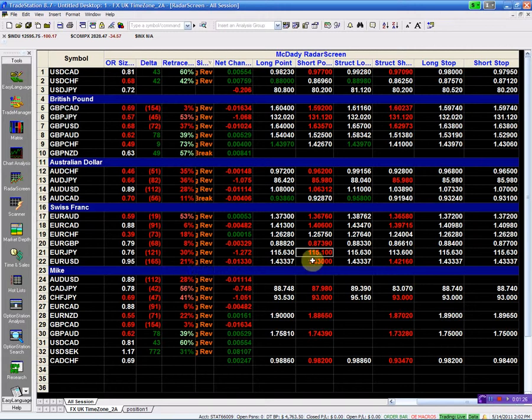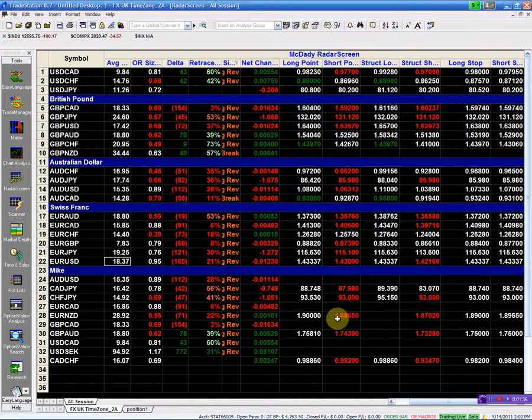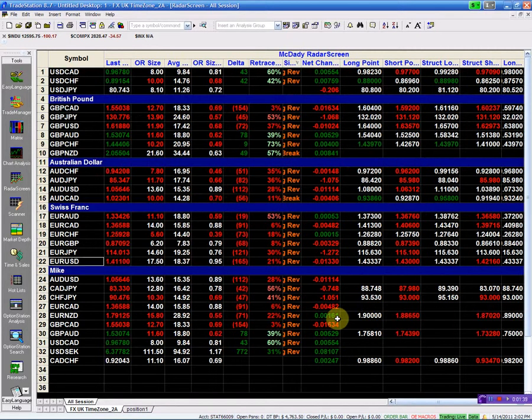The pound, the euro dollar is brilliant. We're short from the 143. It is now 141 something. So that was about a couple of hundred pips on the trade. The pound yen also is excellent. We had about 100 pips on the trade. The pound dollar, close to 200 pips on the pound dollar trade.